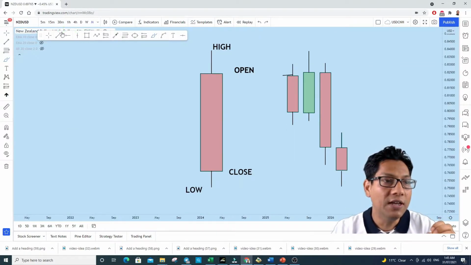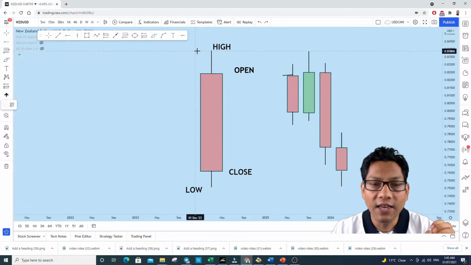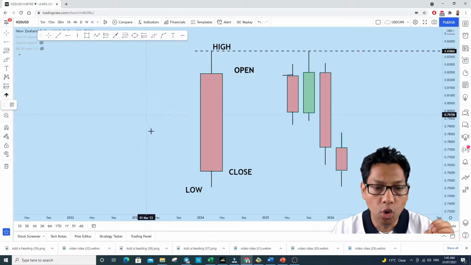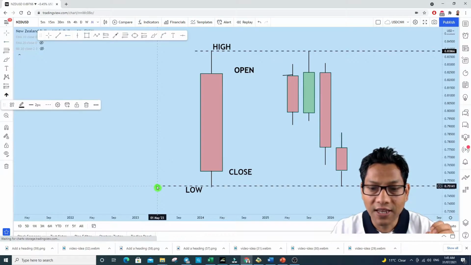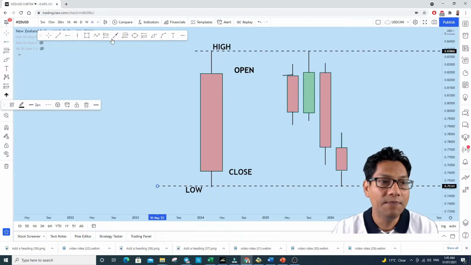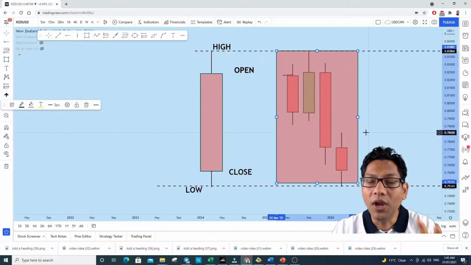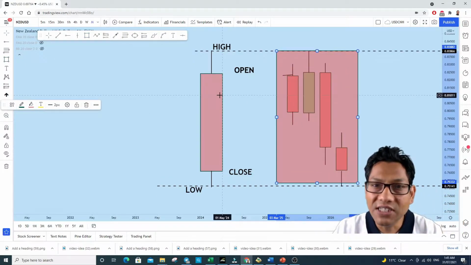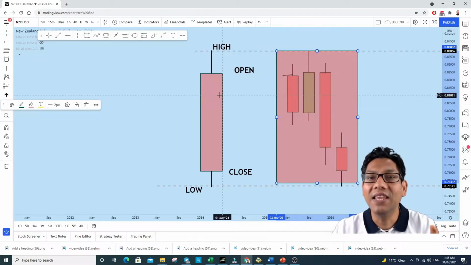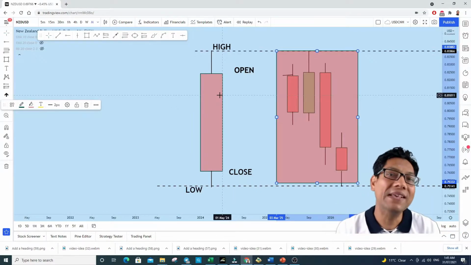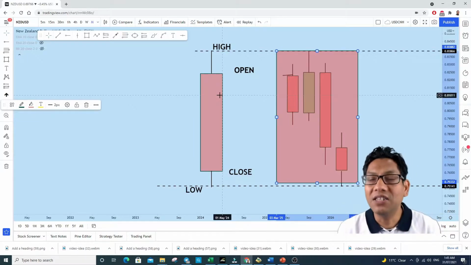Now if you see, the high of the weekly candles is the same, and also the low of the weekly and monthly candle is the same. So that means this box, the 4 weekly candles, is representing 1 monthly candle, and that is the basics of multi-time frame.